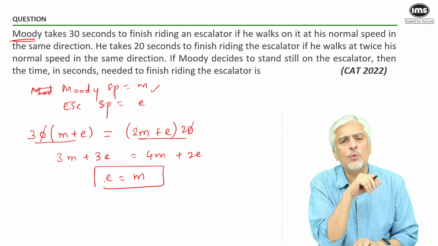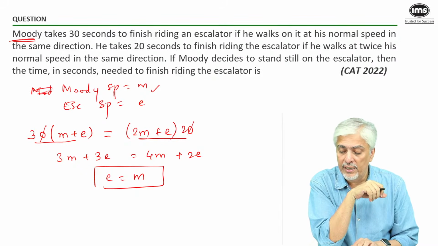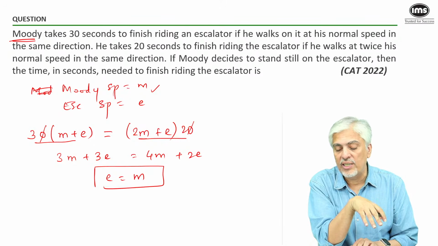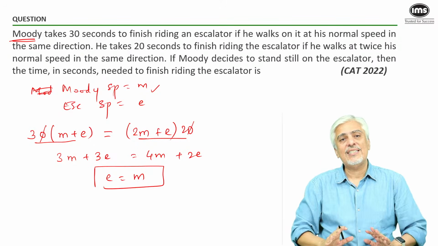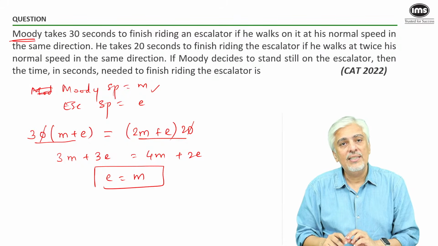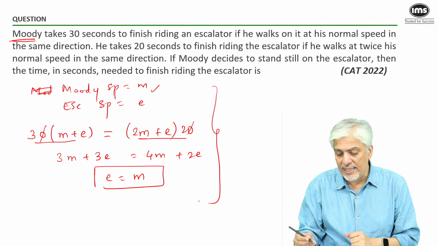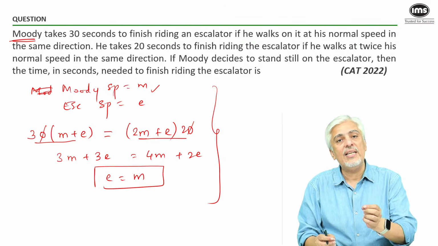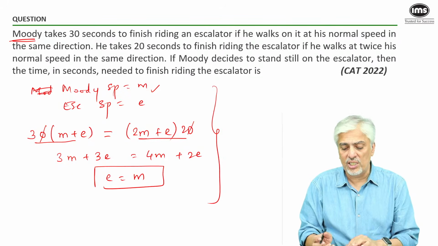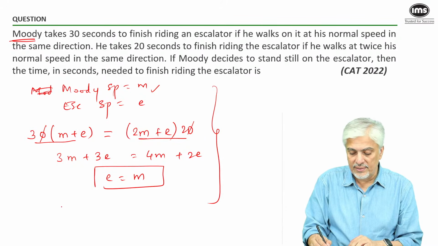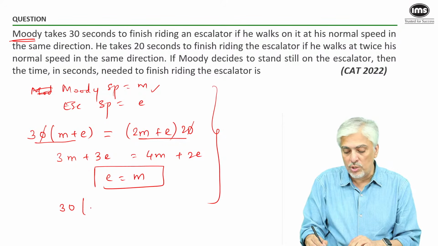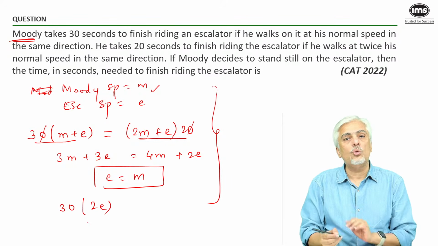Great. Leave it over here. Let's see what they have asked for. If Moody decides to stand still on the escalator, what is the time taken in seconds to finish riding the escalator? That means he does not walk; he's just standing, so only the escalator is moving this time. The last step is like how you do time and work. In fact, a lot of this question is the way you do time and work. m is the work done by Moody, e is the work done by the escalator. Nothing else is changing. So what is the total distance? 30 into (m plus e). But m is e only, so it becomes e plus e, 2e. This is the total distance.